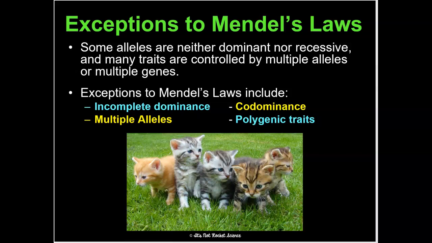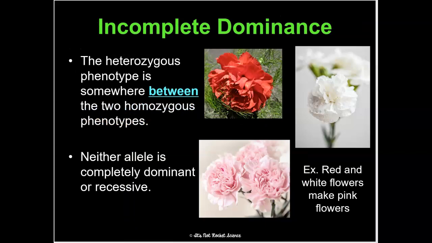So let's start with incomplete dominance. Incomplete dominance is exactly what it sounds like. If you cross two opposites, like a red that we're seeing here and a white, instead of red dominating over white or white dominating over red, you end up with something in between. So a heterozygote gives you an in-between phenotype. This would be red and this would be white. So if I cross a red and white and I get an RW, then I get a pink flower.